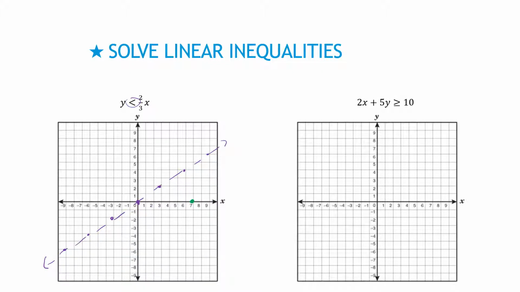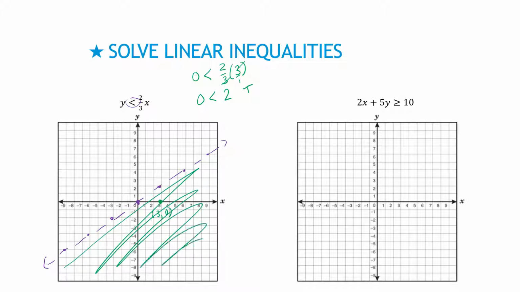Because I wouldn't want to take 2/3 times 7. Let's use the point 3, 0, because 2/3 times 3 is easy. So 0 for y, 2/3 times 3 is like 2/3 times 3 over 1. I get 0 is less than 2. True. Everything on this side gets shaded.